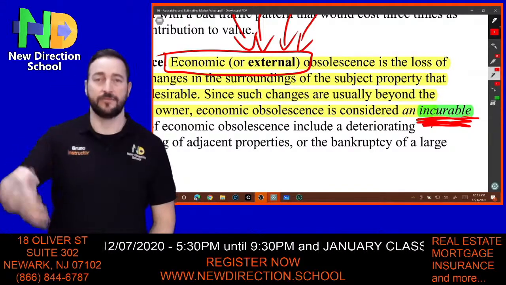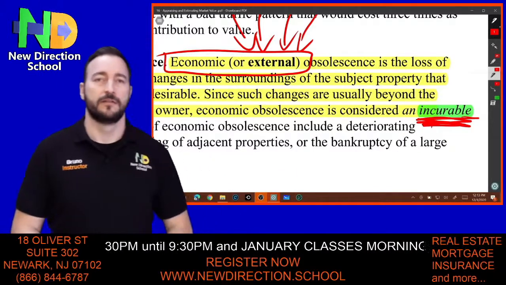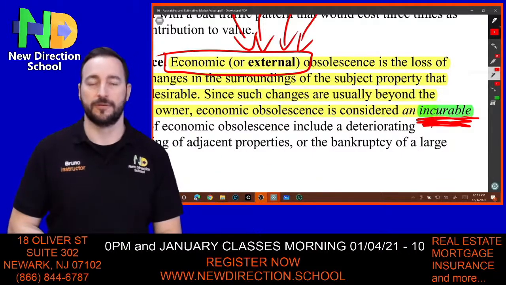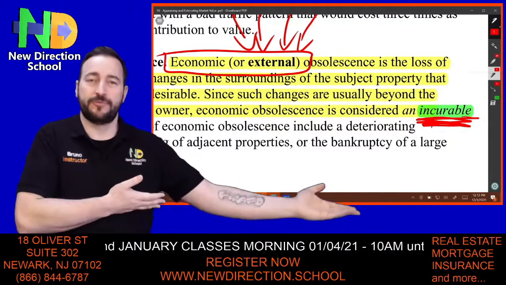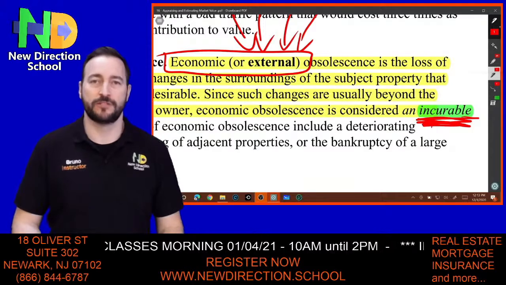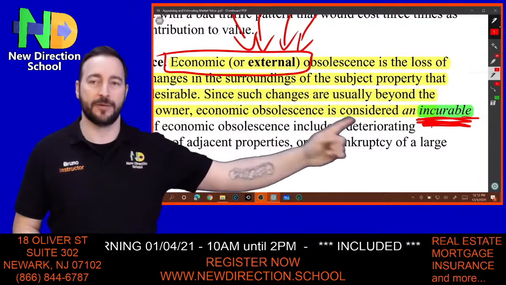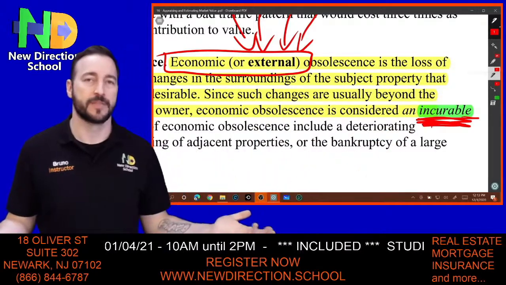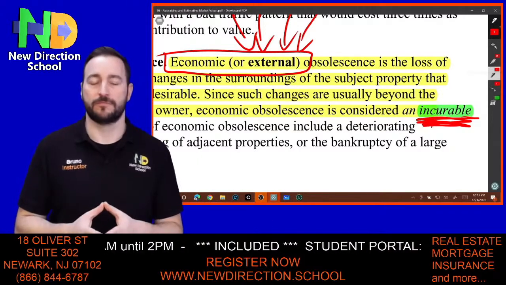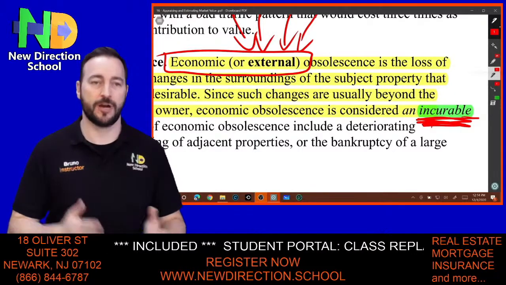To give you guys a quick example, I'm right by the train station. I'm right by Route 21. Once in a while, you hear the sirens going through. Sometimes you hear the train going through. Can I change that? Can I move Route 21? Can I move the railroad? No. These are external conditions that affect the value of my property, and it's incurable. I can't do anything. Can I move the building? No. So external obsolescence is stuff that you're stuck with and it's not on your property.